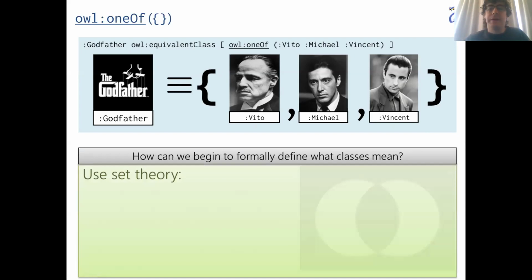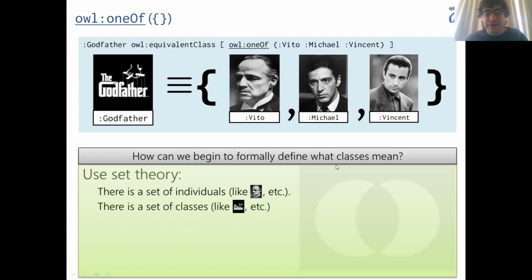We can use set theory. We have set theory from mathematics. It's formed part of mathematics for a long time. There are different set theories, but we can use essentially the notion of set theory. So there is a set of individuals like Vito. Okay, so we're talking about the person in this case, the thing that the name Vito refers to.